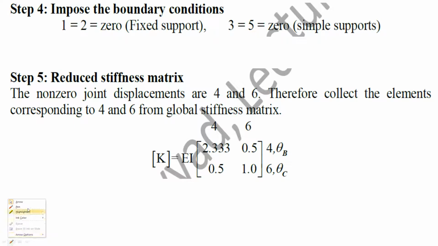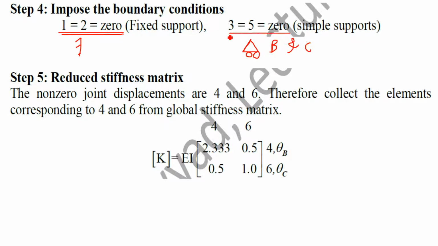The reduced stiffness matrix is derived by imposing the boundary conditions. The boundary conditions we have already written in the first step itself, so just repeat those again. Because of the fixed support at A, 1 and 2 are 0. And because of the roller supports at B and C, the vertical displacements are 0, meaning 3 and 5 are 0.